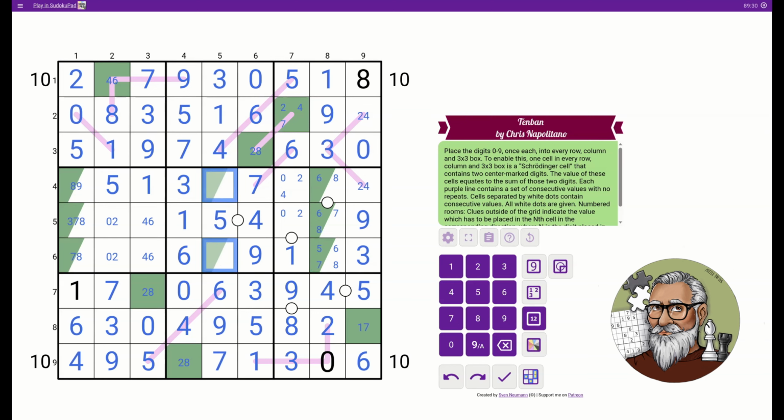Right, and what am I missing here? I'm missing a 2, an 8, and a 0, of course. But not knowing if they're green or not. Can this one be green? It can with the 0, 2.